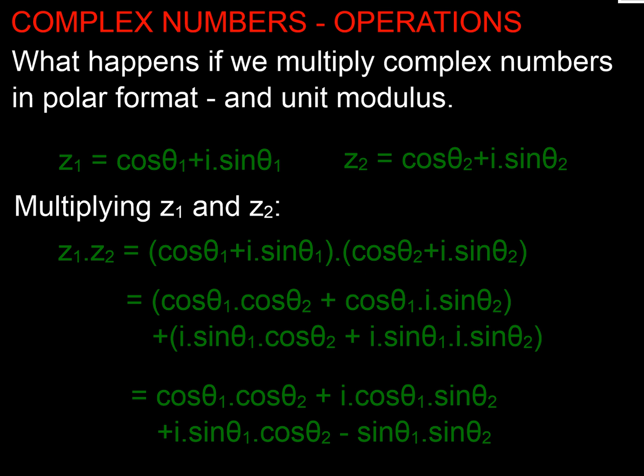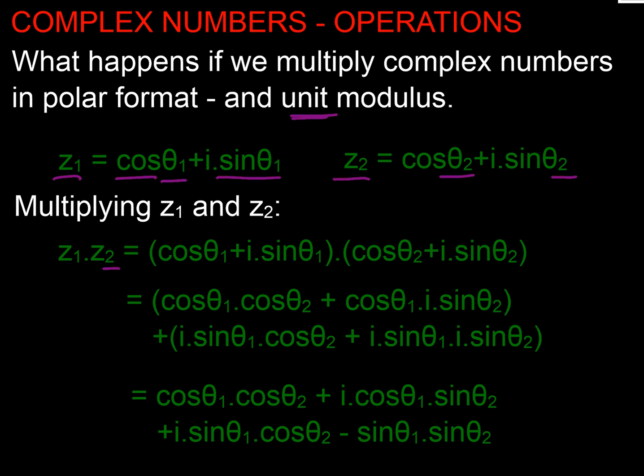Let's take two generalized unit complex numbers. Unit, in that their length is 1, because I just want to keep our world simple. So Z1 has angle theta 1, therefore the real part is going to be cos theta 1, and the imaginary part is going to be sine theta 1. Then we take Z2, which has angle theta 2, so we have cos theta 2 plus i sine theta 2.